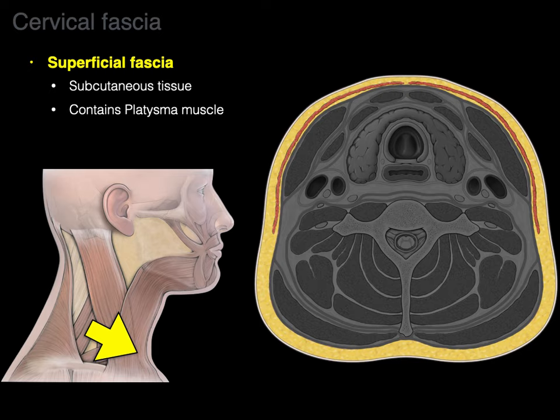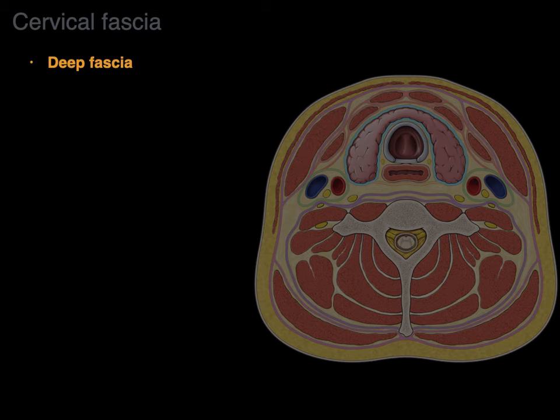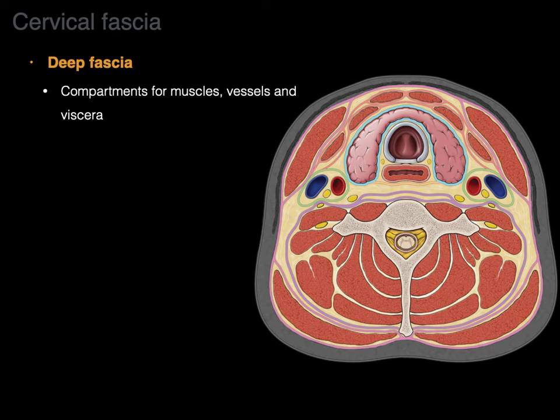It also has cutaneous veins, arteries, and nerves, branches from the cervical plexus. The deep fascia is this, everything in that area where there are compartments for muscles and vessels and viscera, and it's easier for these structures and compartments to slide over each other. So the different subdivisions of the deep fascia are as follows.